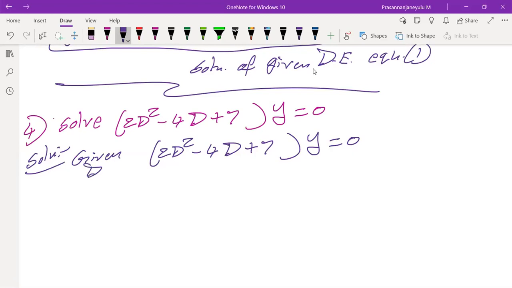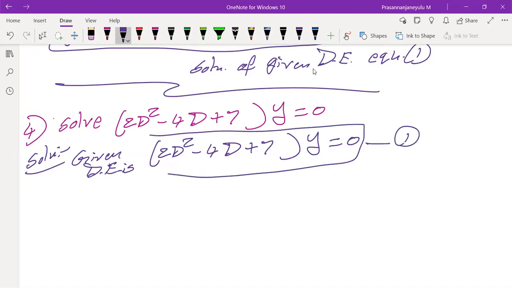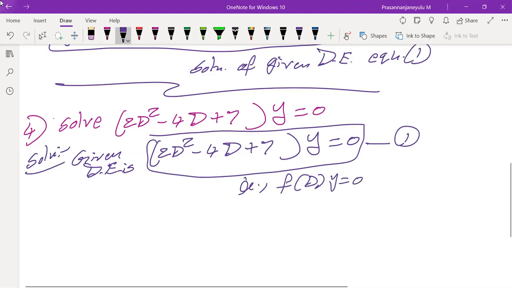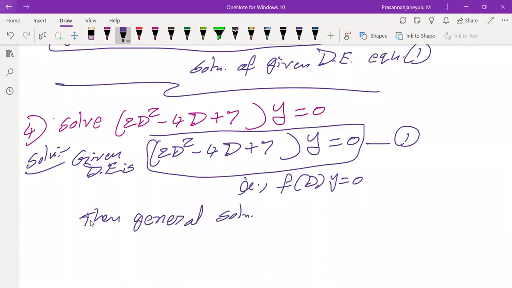This is the given differential equation. Taking it as equation number 1. What is the general form of this differential equation? F of D of y equals to 0. Since it is in the form f of D of y equals to 0, it is called a homogeneous linear differential equation. Then what is the general solution? The general solution is y equals to simply yc. Taking it as equation number 2.